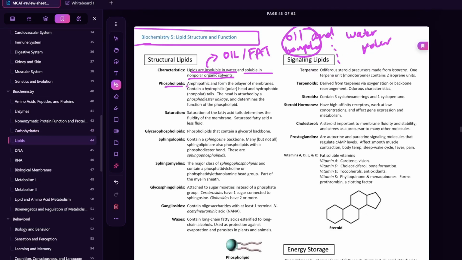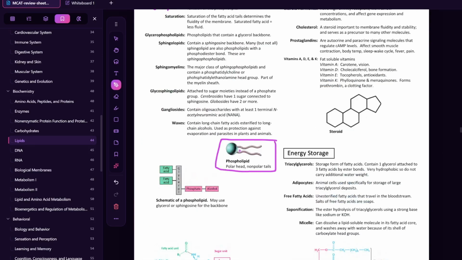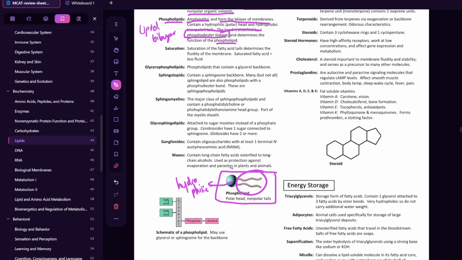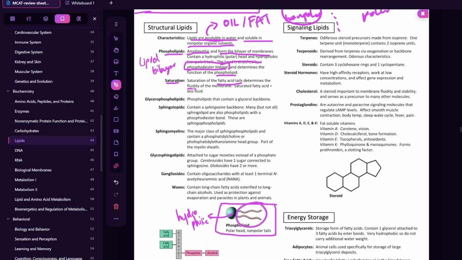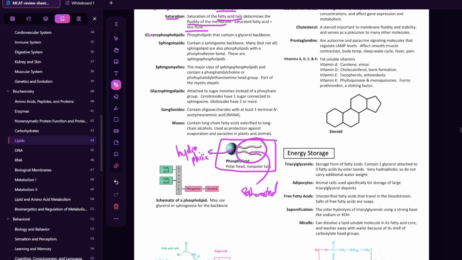And then phospholipids are amphipathic and form the bilayer of membranes. So if you've ever heard of the lipid bilayer of the cell. I don't know if there's a picture here. Here's a phospholipid where you have a polar head. The polar head will be hydrophilic, and the nonpolar tails are hydrophobic. The head is attached by a phosphodiester linkage. That's how it's attached and it determines the function of the phospholipid. So that is the phospholipid. Saturation of the fatty acid tails determines the fluidity of the membrane. So if you have very saturated fatty acids, you'll have less fluidity, and so it's more rigid.